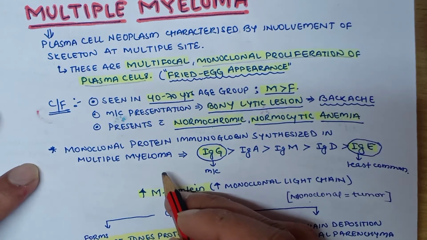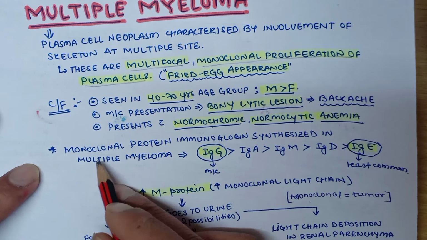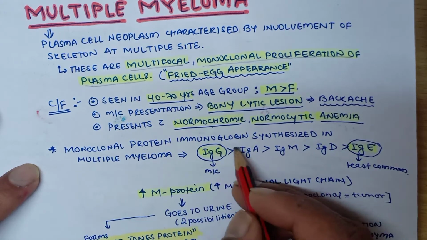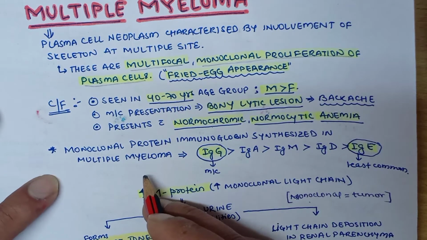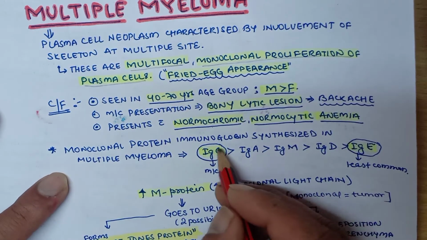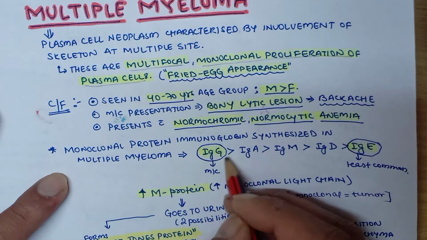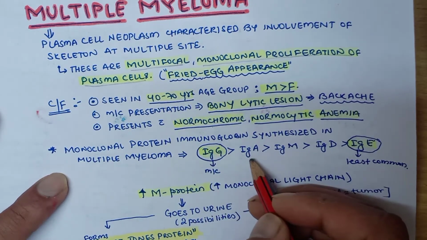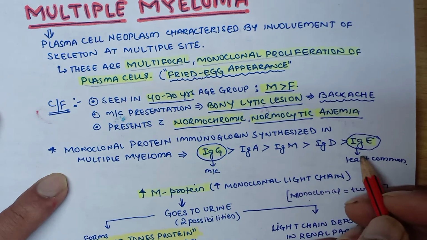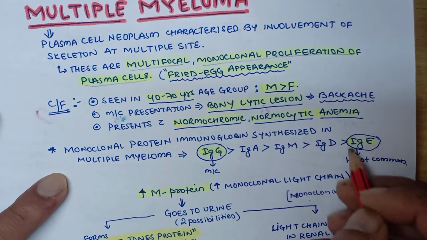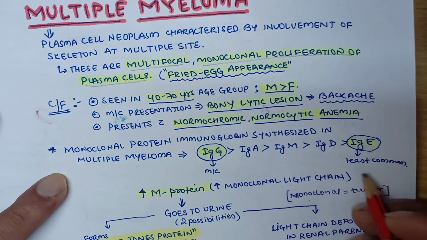So what are the monoclonal protein immunoglobulins that are synthesized in multiple myeloma? The most common immunoglobulin is immunoglobulin G, IgG, then IgA, then IgM, then IgD, and the least common is IgE.